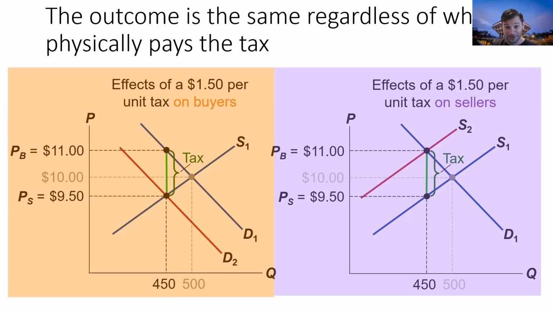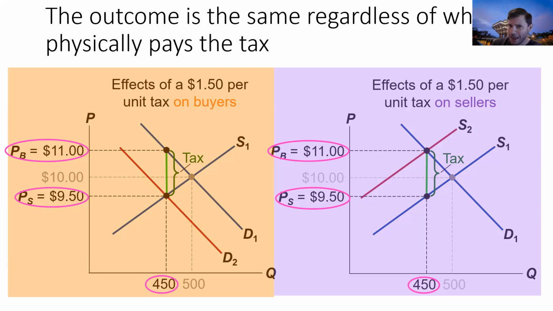Yeah, nothing's different. Notice in both cases, okay, the volume of trade is 450 units. In both cases, the sellers are receiving $9.50. In both cases, the buyers are paying $11, which means in both cases, it looks like the buyers are paying $1 of that tax. The sellers are only being hurt by 50 cents of that full $1.50. So it's kind of weird.